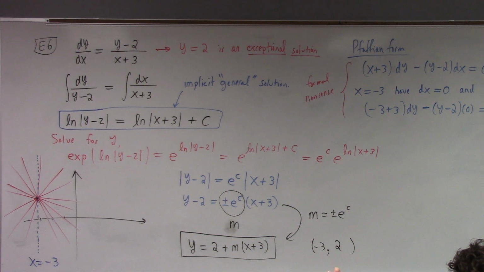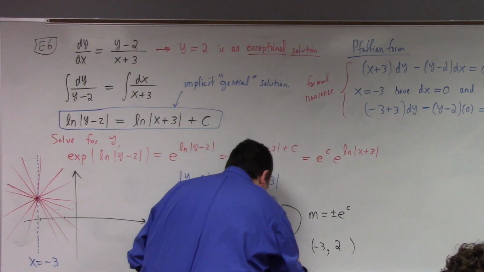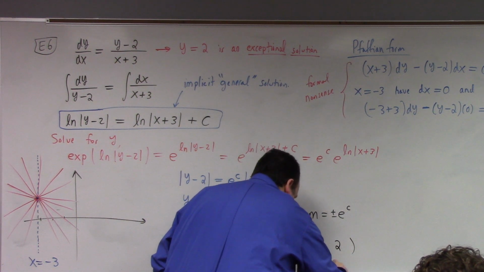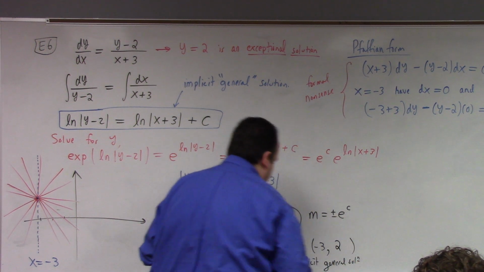That's the distinction, yeah. So is that an explicit solution, or is that the exceptional solution? This is the explicit general solution, in fact. Honest to goodness. Explicit general solution. Great question. Thank you.